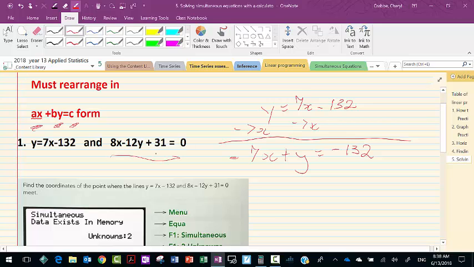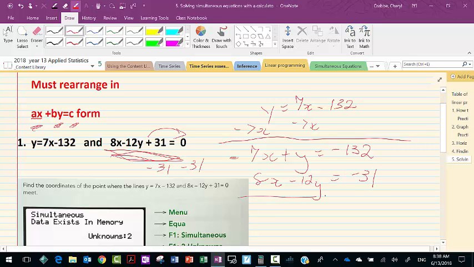Now the other equation is not quite in that form. We need to move the 31 over to the other side. So we're going to go minus 31 over to the other side, and then we're going to end up getting 8x minus 12y equals negative 31.